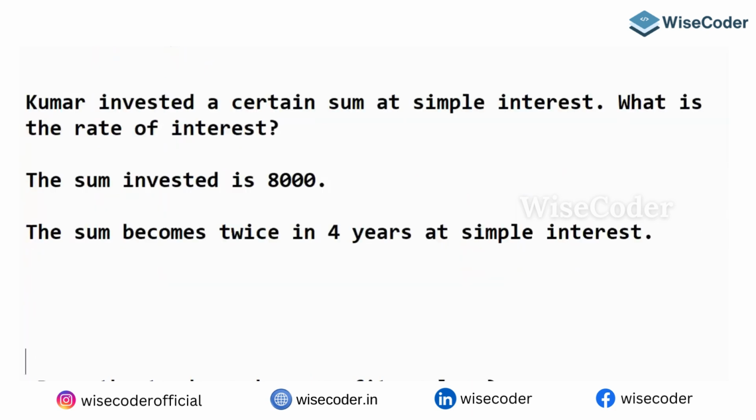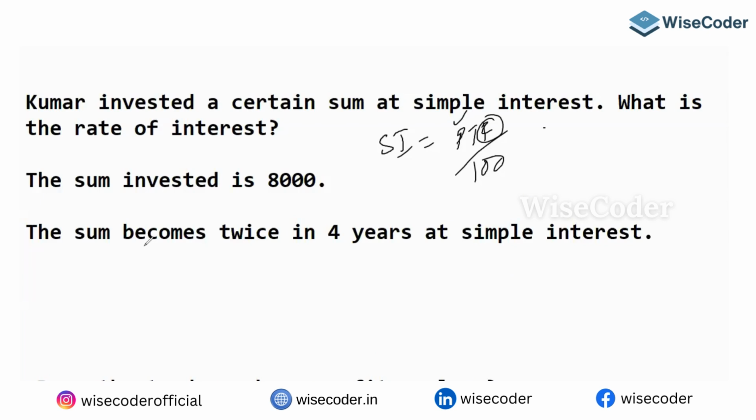Kumar invested a certain sum at simple interest. What is the rate of interest? Generally, the simple interest formula is PTR by 100. The sum invested is 8,000, guys. If you know only the sum, can you figure out the rate of interest? No, so one alone is not sufficient. But look at the next one.